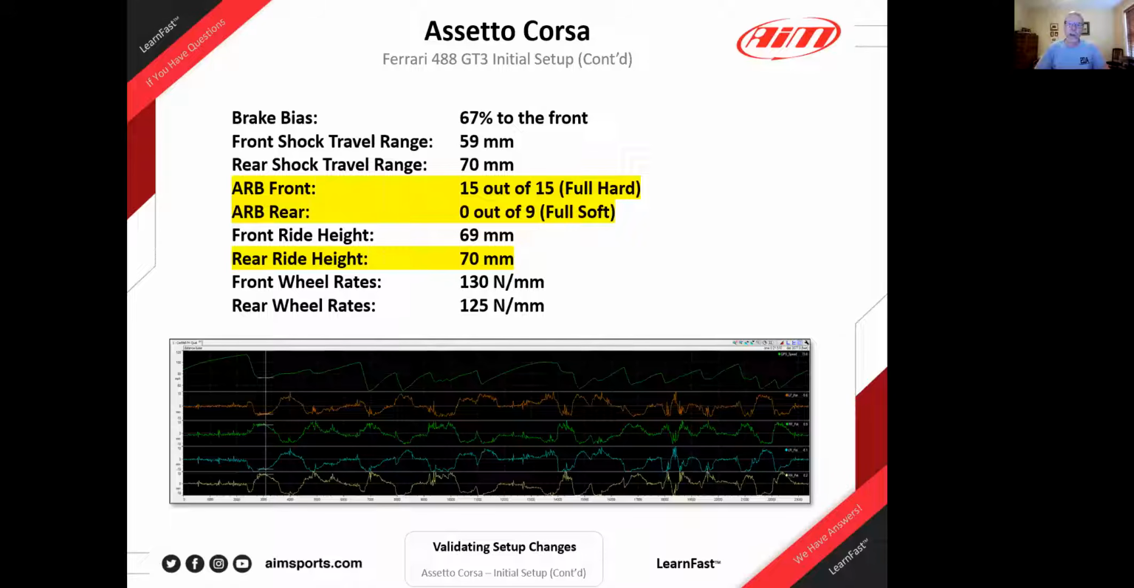So I've actually calculated, knowing the spring rates on the Ferrari Challenge car, how those match up to the wheel rates in Assetto Corsa. I've done quite a bit of study on that type of thing. But yeah, that's what the wheel rates are.